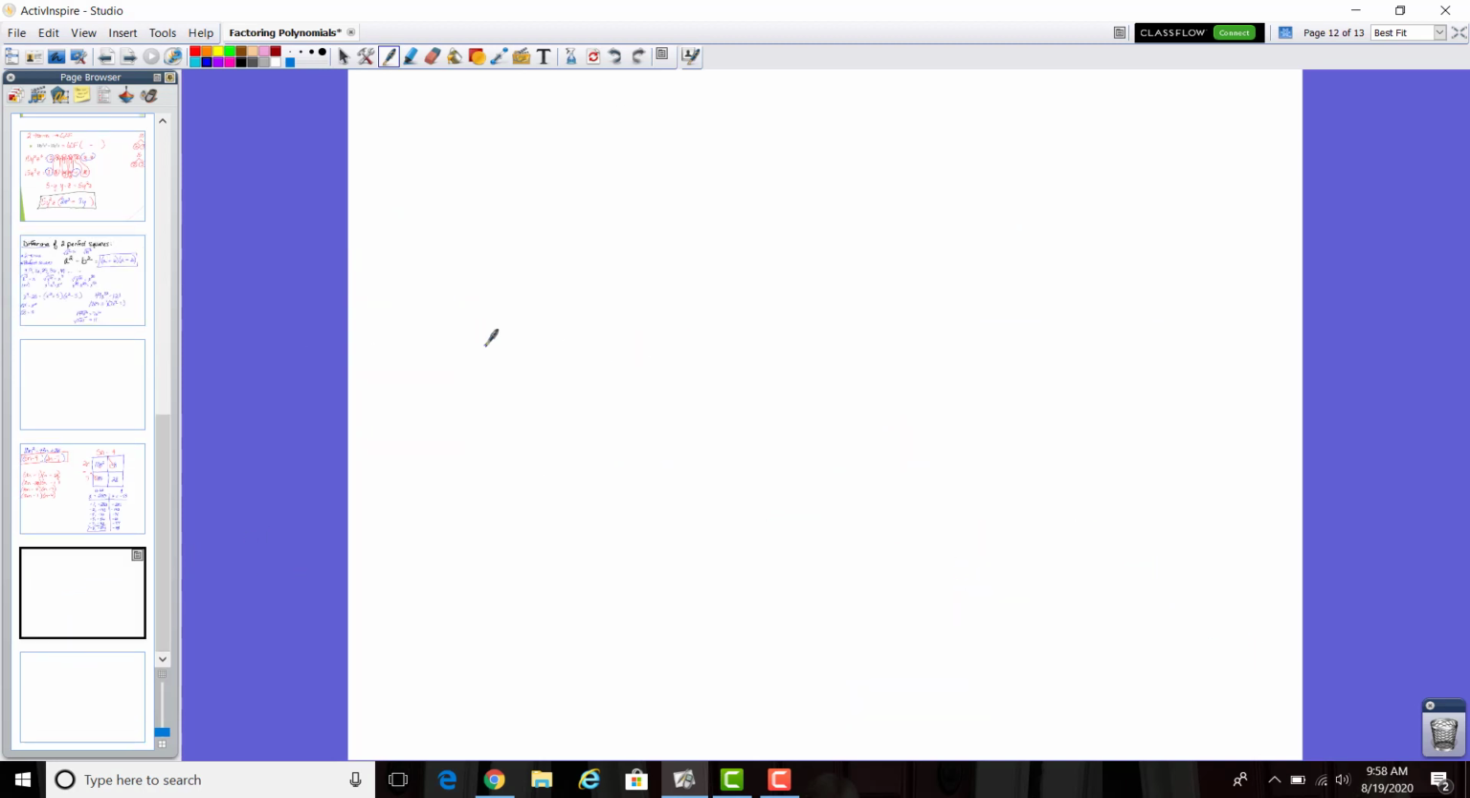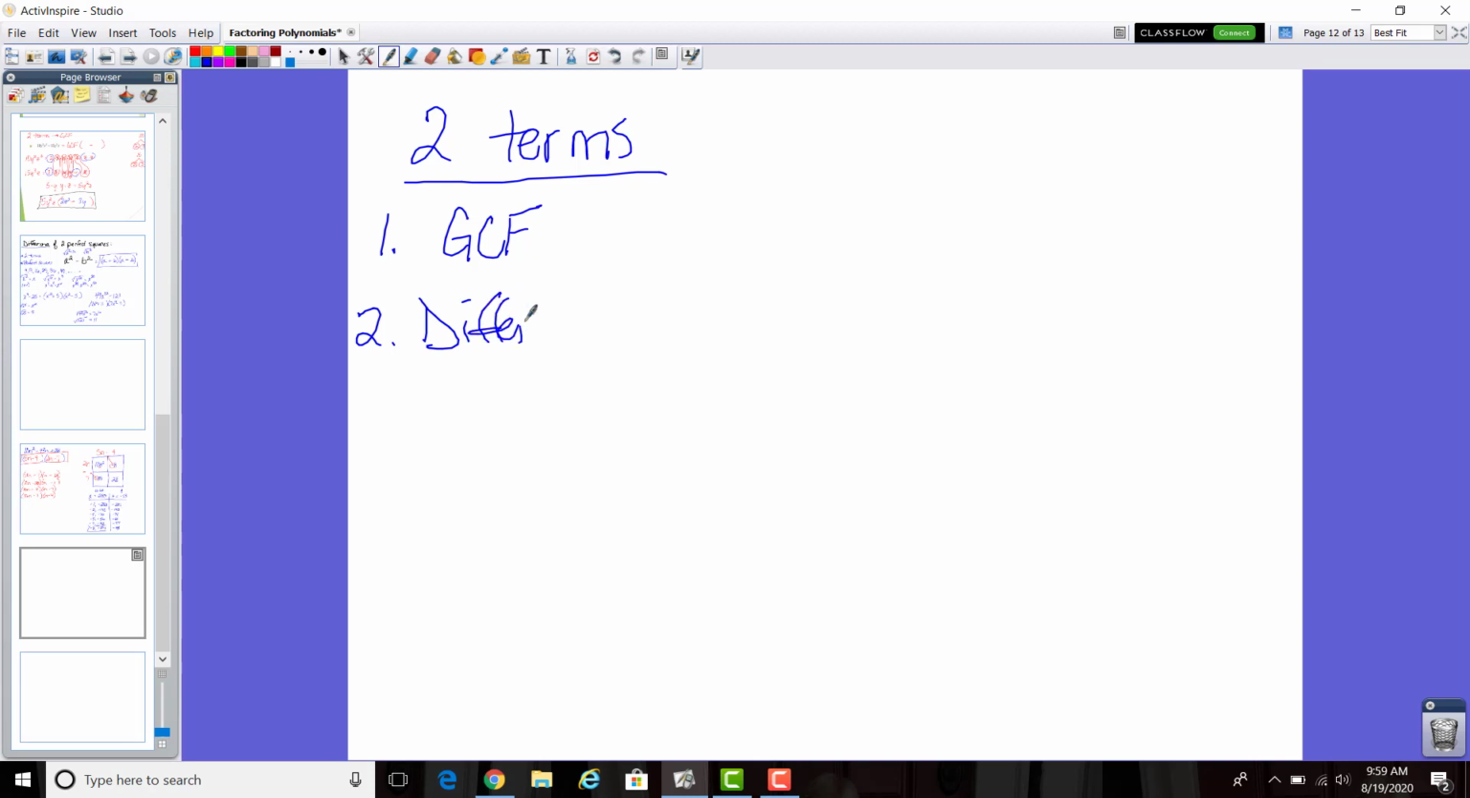Those are the 4 methods for today, okay? Let's run through them. The biggest deciding factor on which method you're going to use is how many terms they have. So say we have a polynomial that has 2 terms. The only methods right now that we know to use to factor them is the GCF or the difference of 2 squares.